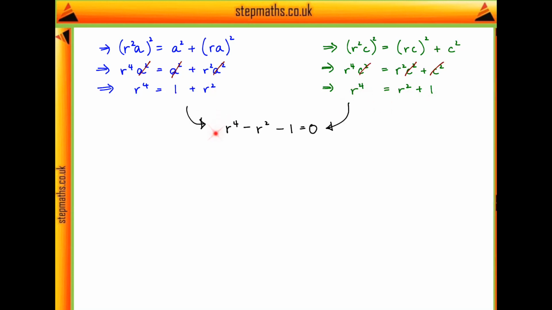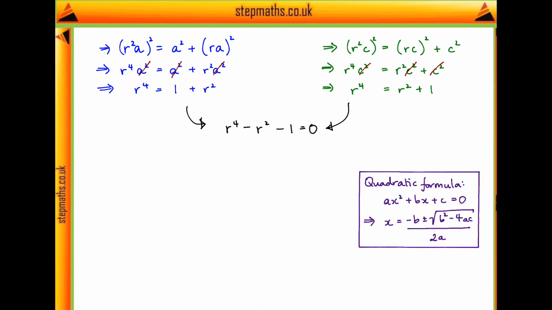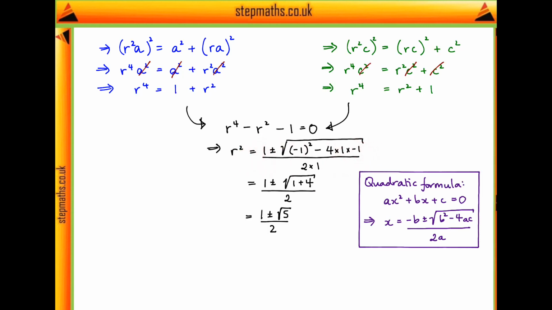And I can rearrange so that it's in a form we're more used to. And so it's a quadratic equation. We know how to solve quadratic equations. So we can solve this for r. And you can, for example, use the quadratic formula. So here the x would be r squared, and a would be 1, and b and c would be minus 1. So putting that into the formula, we get this for r squared. And we can simplify that, and we see that r squared must be 1 plus or minus root 5 all over 2.